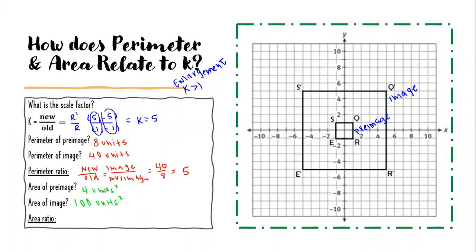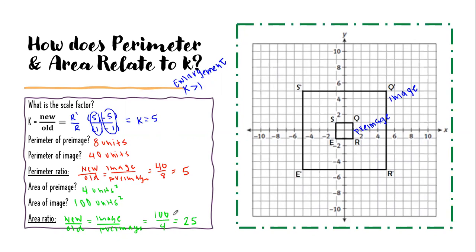So I'm just saying 4 units squared, 100 units squared. Area, you always square the units, so that's why I put that. So if I do new over old, same thing, my image area over my pre-image area, 100 over 4. What will 100 over 4 give me? 25. Huh. Well, that's not the same thing as my scale factor.